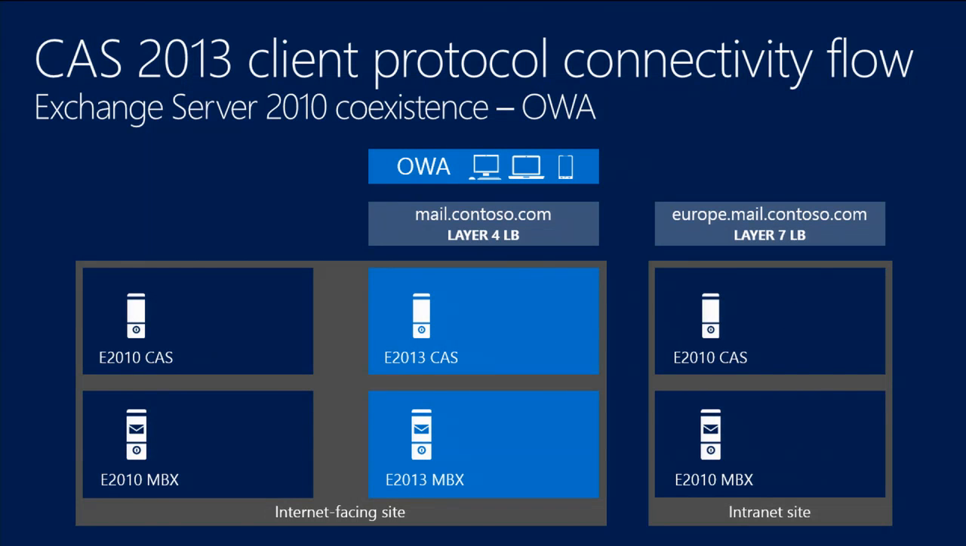Now this one's slightly more interesting. What if it's not an intranet site anymore? I have now two internet-facing sites. And my client comes into the first one, and my mailbox is in the second internet-facing site, different namespace. Now, the behavior at RTM 2013, as you may know, was this, which means double logon. So the user logs into 2013 and then gets redirected to CAS 2010 and has to log in again.